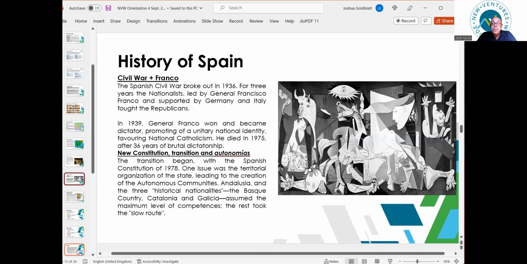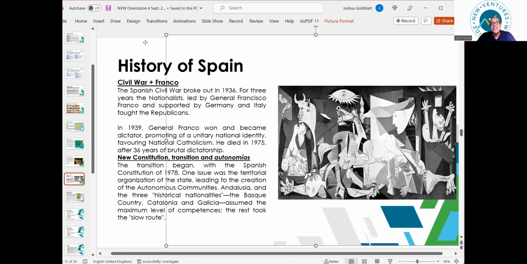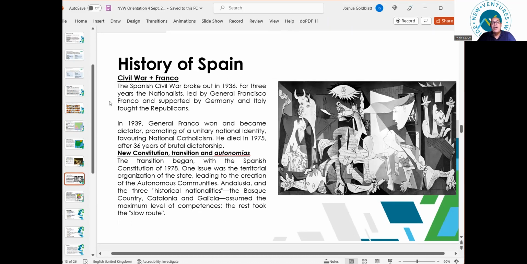But then the dictator, who was called Franco, continued. If you ask your mum and dad, or even your grandparents, when they first came to Spain, maybe in the 1960s or 1970s, they might tell you, oh yeah, Franco, the very famous Spanish dictator, he was still ruling. And he died in 1975. So he was the dictator for 40 years. That's a long time to have a dictatorship in Europe.